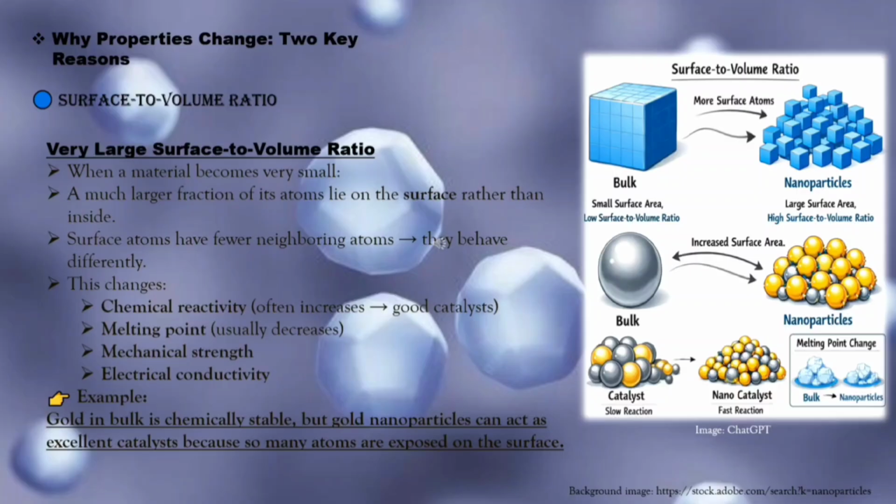available at the surface. The increased surface to volume ratio also affects other properties, like the melting point, which usually decreases because surface atoms are less tightly bound and need less energy to escape. Mechanical strength and electrical conductivity can also change due to the large number of surface atoms and grain boundaries.